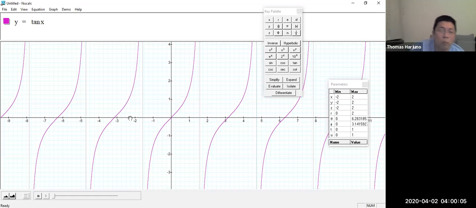Notice that the domain is all real numbers except pi over 2, 3 pi over 2, and 5 pi over 2. Basically, from pi over 2, every pi after that. Okay, but the range is all real numbers.